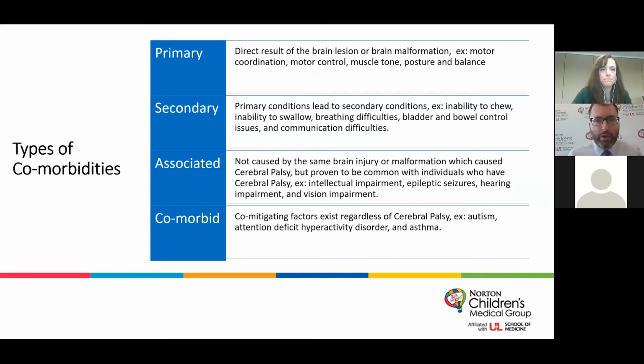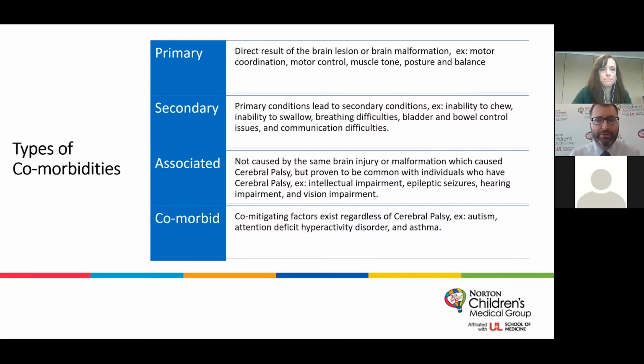When we talk about comorbidities, I just want to back up and talk a little bit about four main types of comorbidities that we can have. So in general, with CP, number one is you can get primary comorbidities. That means you've got an injury to the brain or a change in the brain, and that directly causes problems with something. So for instance, if you have an injury to the motor part of the brain, you're going to have problems with motor control.